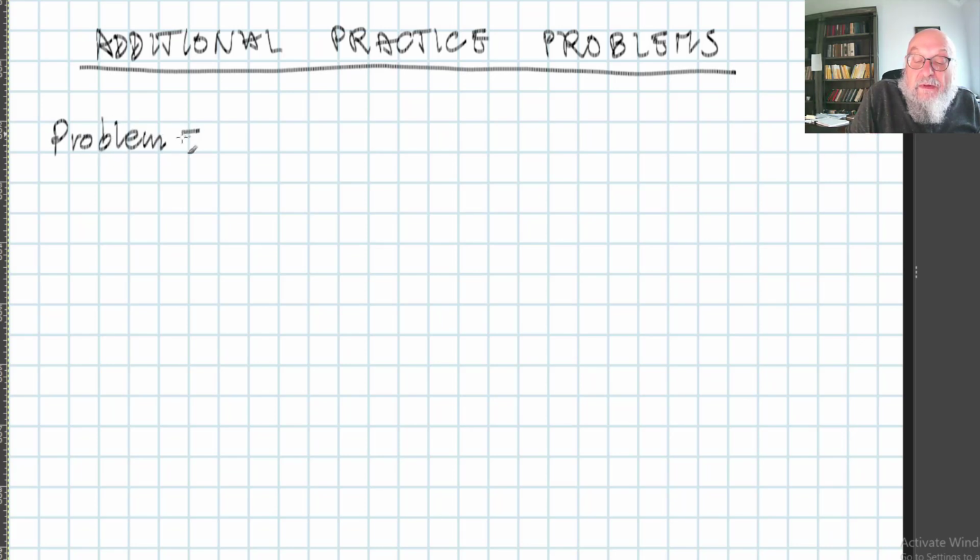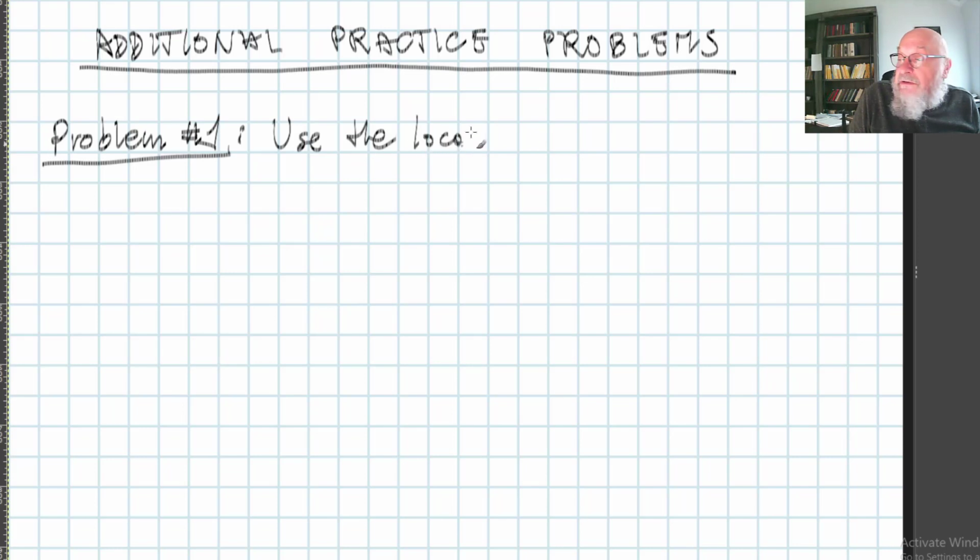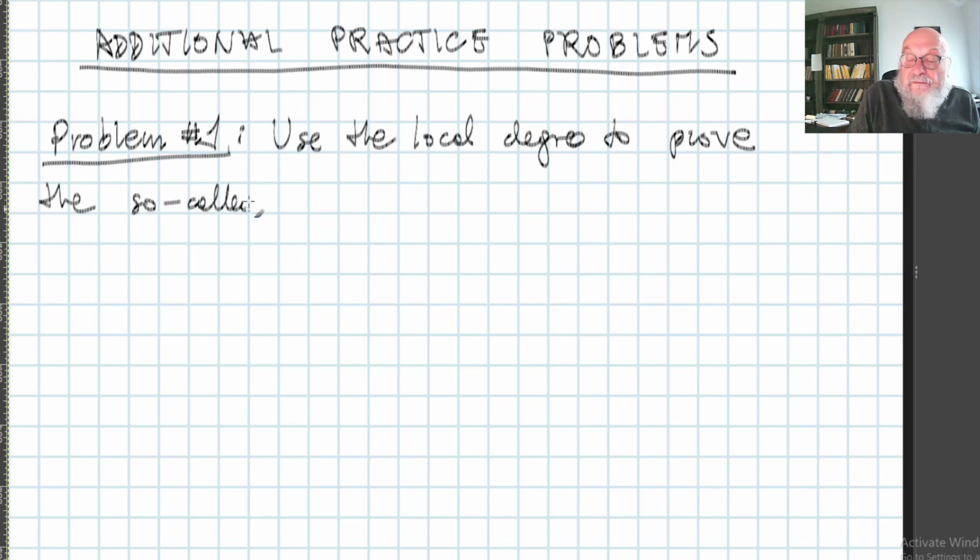Problem number one is just simply, let's say like this, prove the Brouwer fixed point theorem. Use the local degree to prove the so-called Brouwer fixed point theorem.